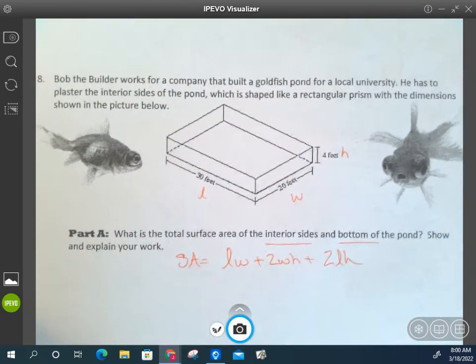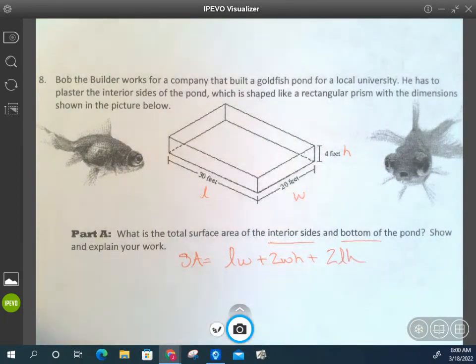All right, so that should get you set. That goldfish is staring at me. It's giving me a complex.